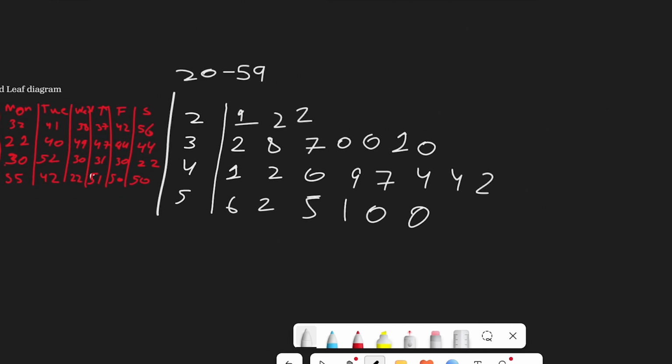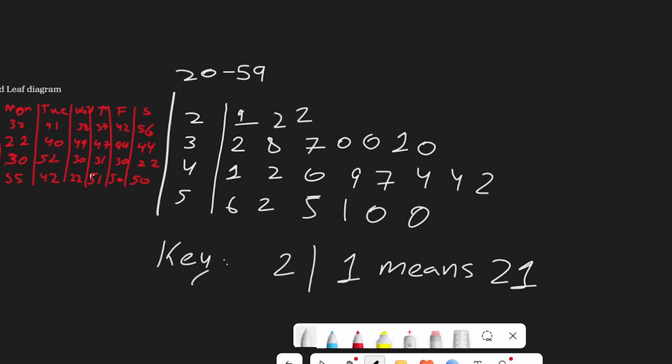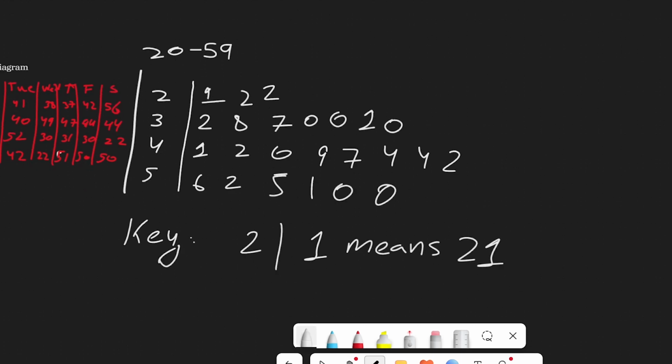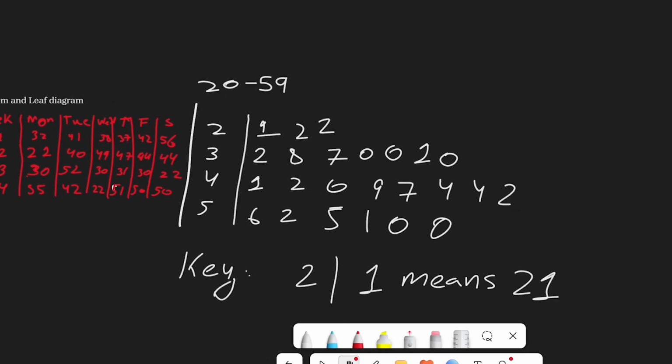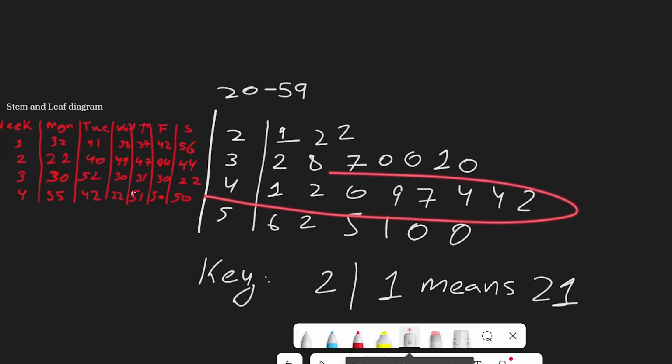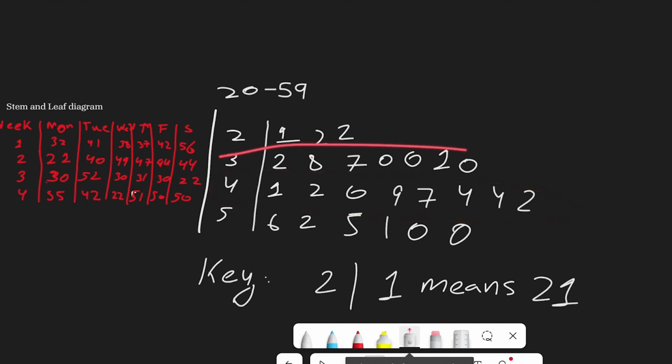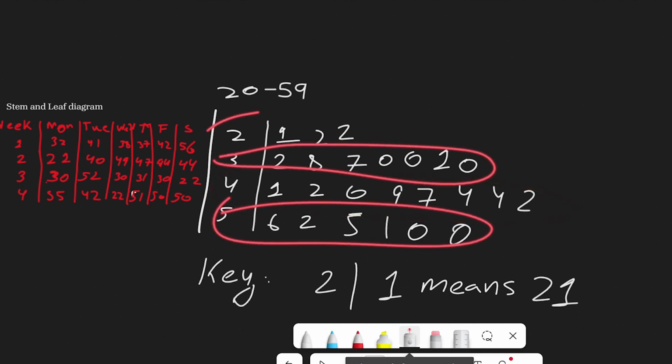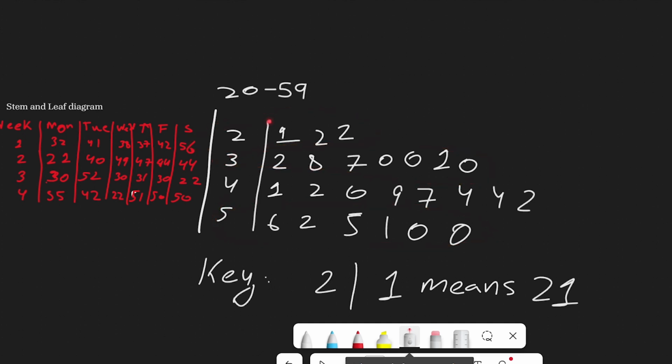Okay, and now underneath we should write a key. So a key would be that this 1 means 21. Okay, this is our stem and leaf diagram. Now this tells us a lot of things. You can see that the most are in this range. Then we can see the 30s and 50s are a tie. Then we can see the 20s are at the minimum.